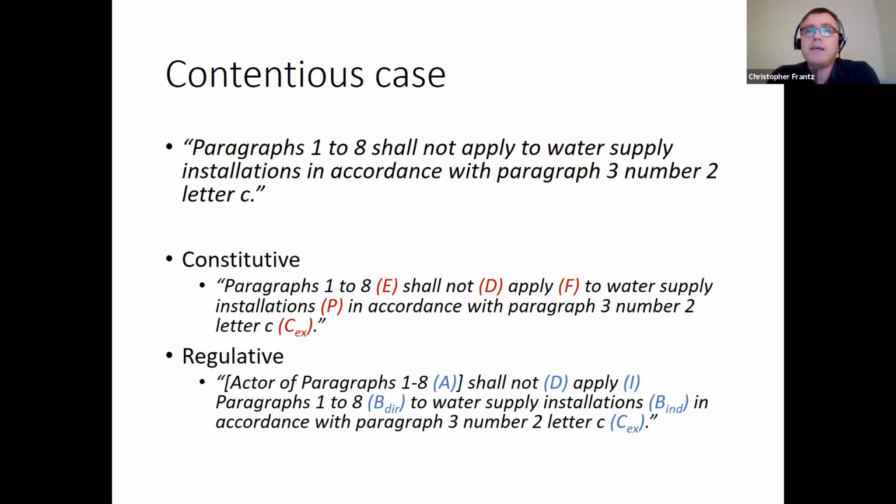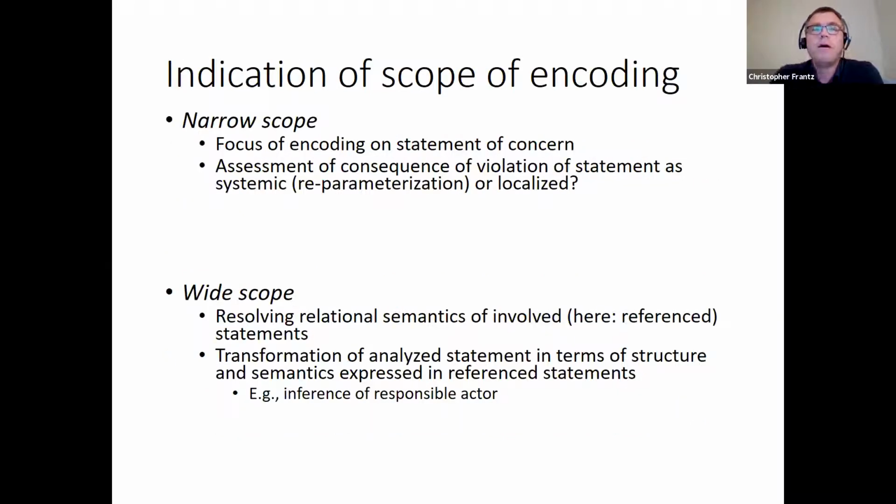So we could just, for example, hypothesize the absence of the statement as a consequence of not enacting it, if you like, which would mean it would reconfigure the institutional setting in a wider sense by affecting paragraphs 1 to 8 implicitly. So the other perspective, again, is the one that I mentioned, that we can actually resolve those relational semantics. In practice, it means we look into the reference statements and, in the worst case, even the statements that are referenced therein, if you like, and reconstruct this institutional setting and complement the statement by transforming it in terms of the structure that's expressed in those reference statements.